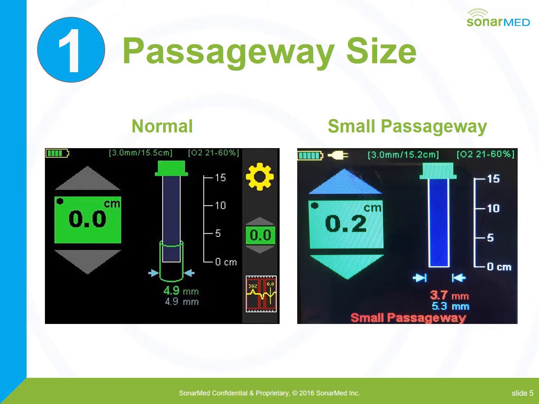So why is passageway important? Essentially, if you look at the screen, again, on the left, I've got the normal, and on the right, I have what's a small passageway. You see on the right, I actually started out with a 5.3. That was my baseline. And now I'm in a 3.7 millimeter trachea. I've only moved down 0.2 of a centimeter or 2 millimeters. So it's showing me it's a small passageway.